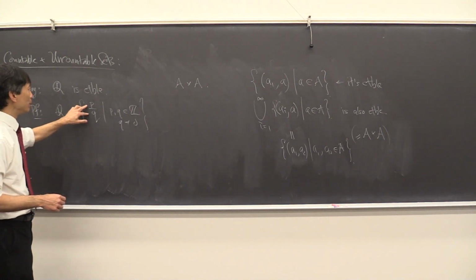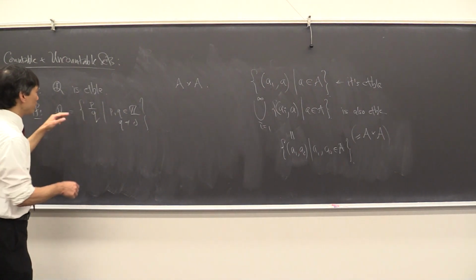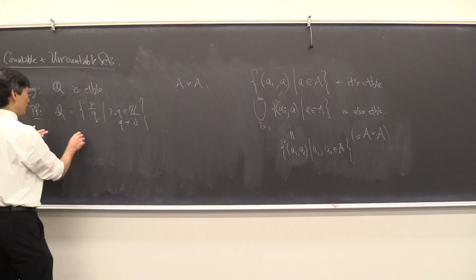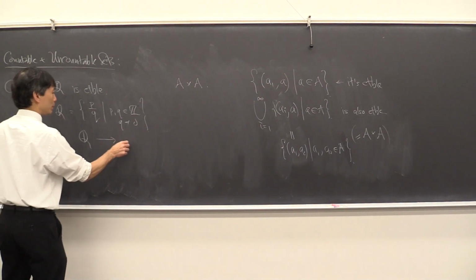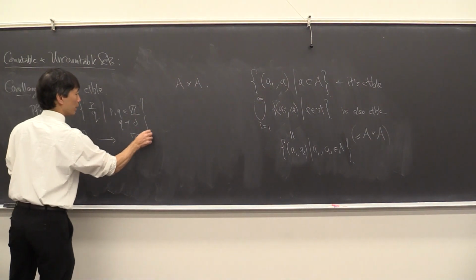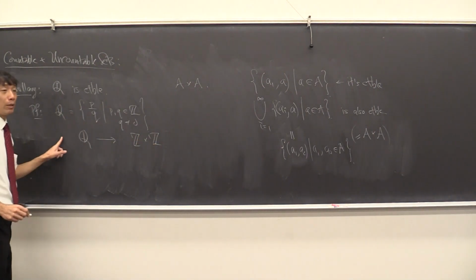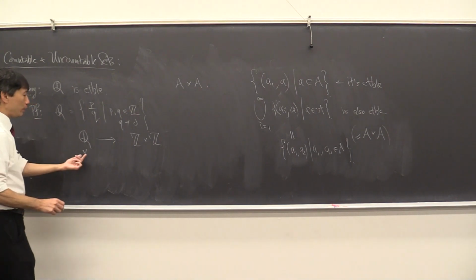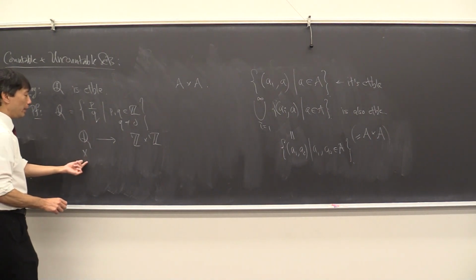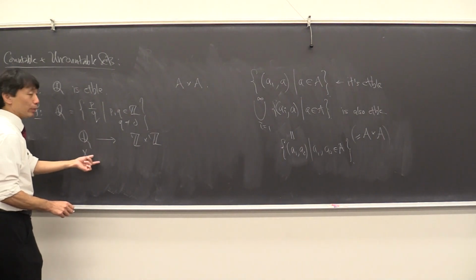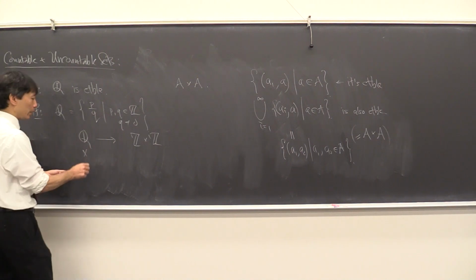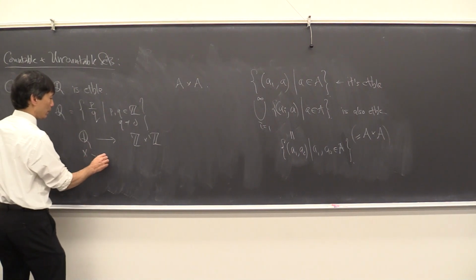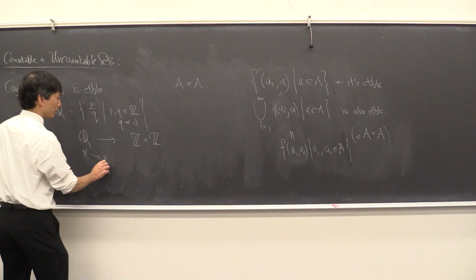So what you would do is you create a map from Q to Z cross Z. And the map would be, take your rational number and express it in lowest terms, so it'll become P over Q.